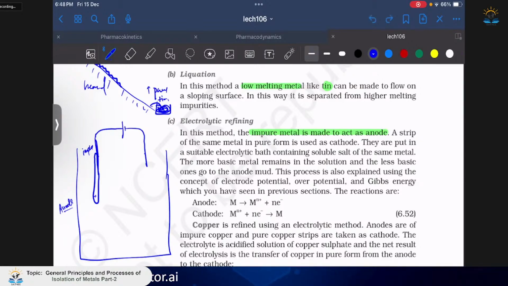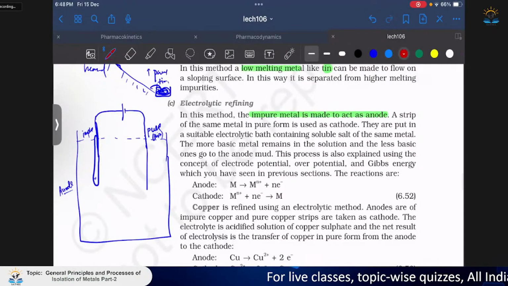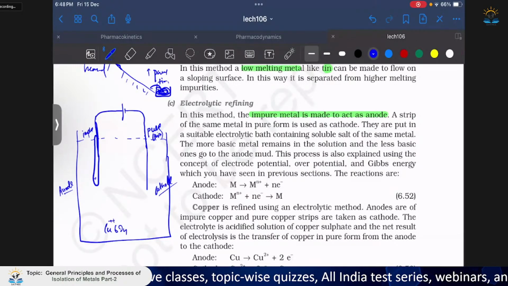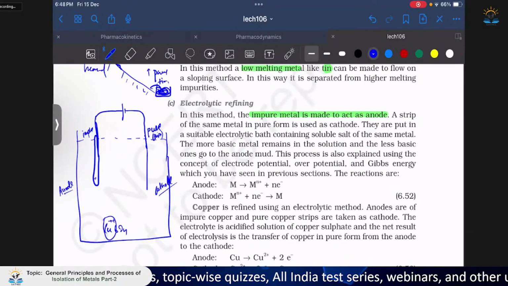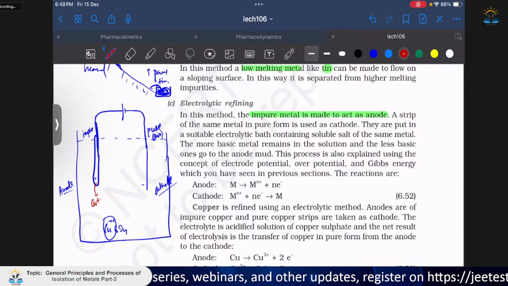This is a very thin strip of pure metal. So pure you will keep thin only because impure metal will come and get deposited here. So this is your pure metal, which is the cathode. Solution is of copper sulfate because you need copper ions. So what happens is copper ions are liberated here. They go into the solution, form copper sulfate.